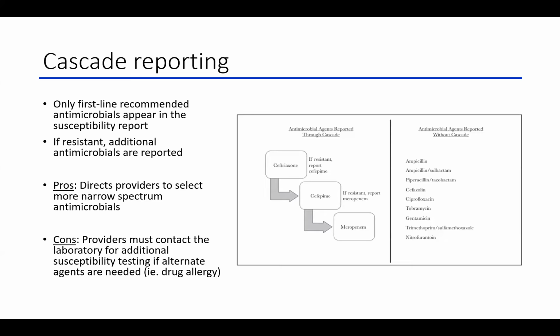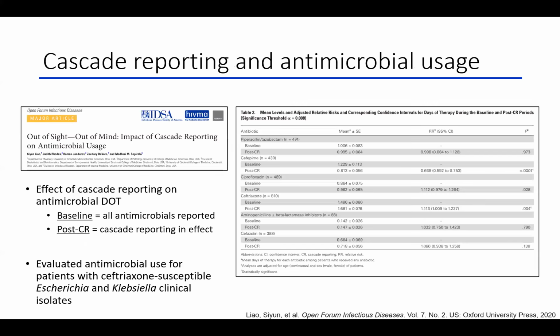And so the pro here, like I said, directs those providers to pick the drug you want them to pick, the lowest spectrum possible, the most narrow spectrum possible for that condition. The con is that sometimes there are situations where, because of drug allergy or other situations, you may need another drug, and so you have to call the lab. So it can be work on those providers. But it's not rocket science that this would have an effect on antimicrobial prescribing, but I always like to see a study that points out what we think is going to happen.